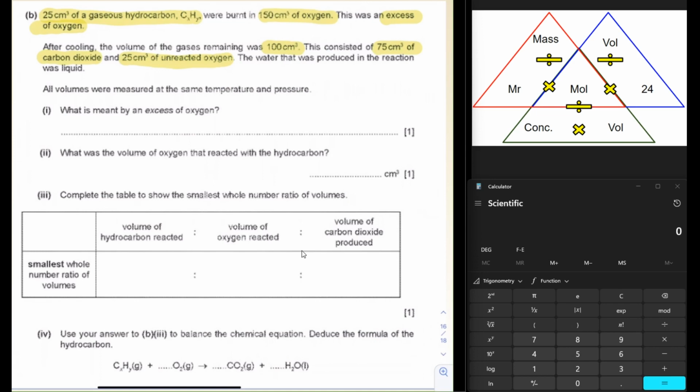What is meant by an excess of oxygen? Well, if we have an excess of anything, we have more moles than we can possibly react. So we have more moles than we can use fully.